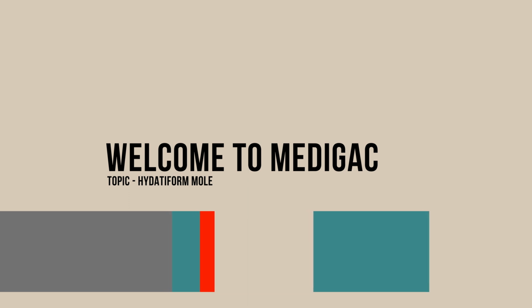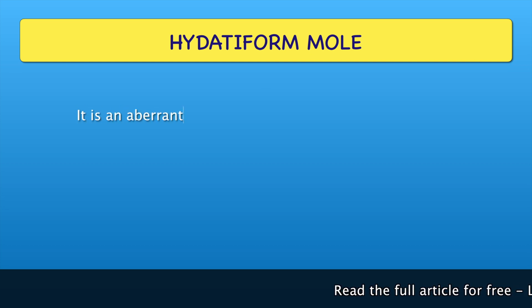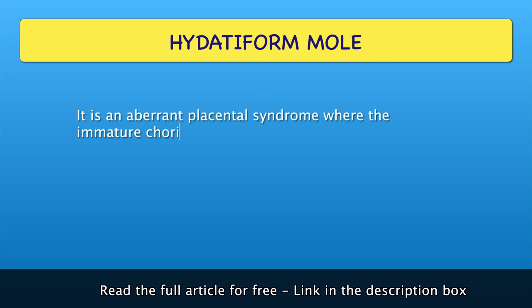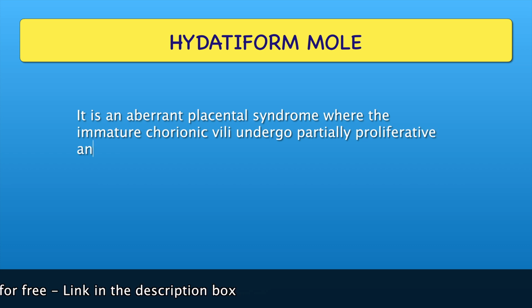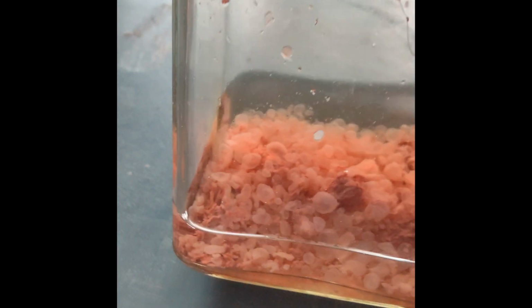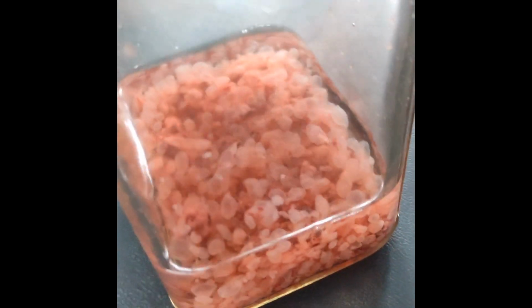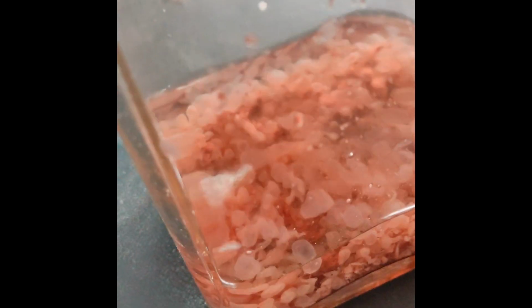Today our topic is hydatidiform mole. It is an aberrant placental syndrome where the immature chorionic villi undergo partially proliferative and partially degenerative alterations. These lead to the development of variously sized clusters of tiny cysts. Hydatidiform mole is the name given to it because of its outward resemblance to a hydatid cyst.